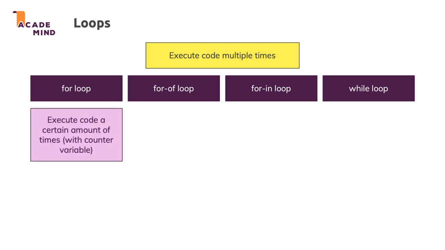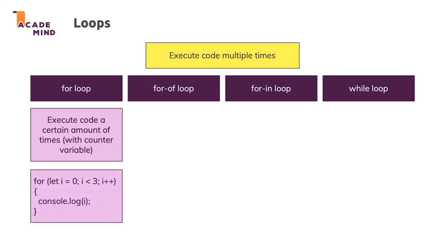And the for loop allows you to execute code a certain amount of times. And you use a counter variable for that, which you typically increment or change with every loop iteration. So that means that with a for loop, you can easily define that a certain part of your code should run 10 times, 20 times, a million times. Here's an example. This is how a for loop looks like.